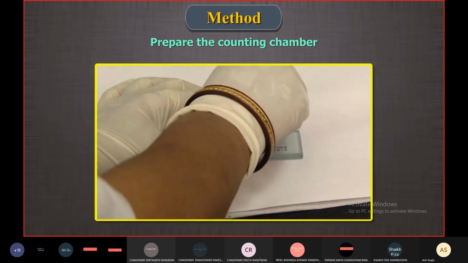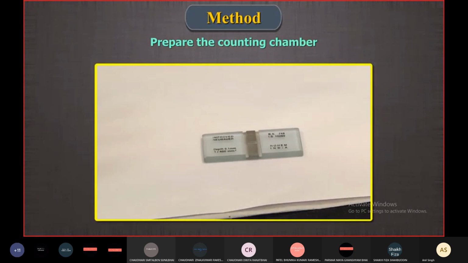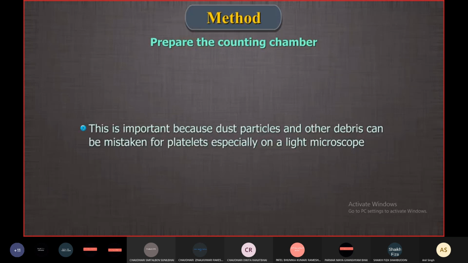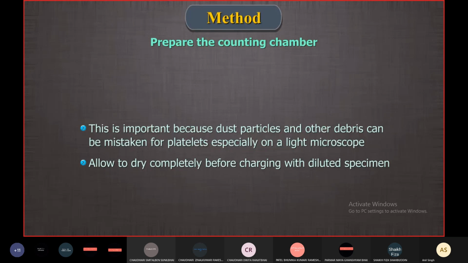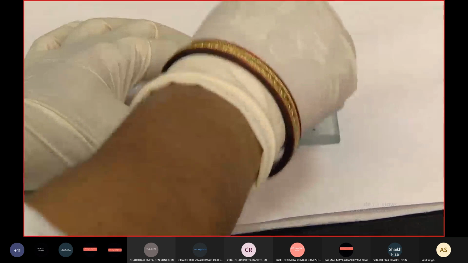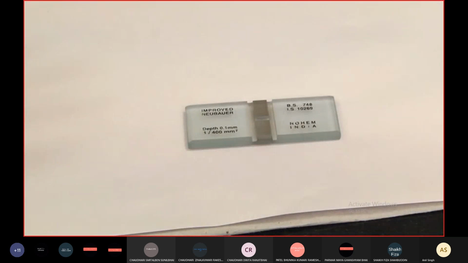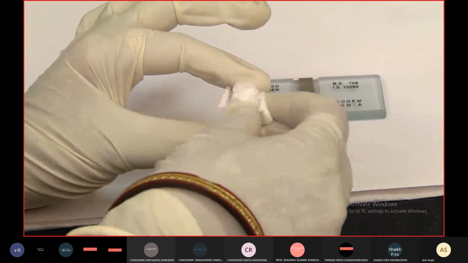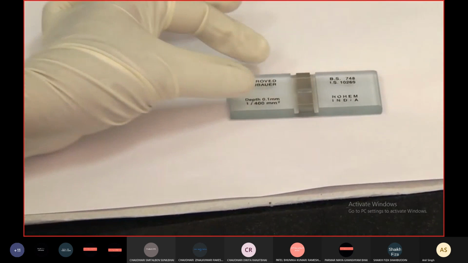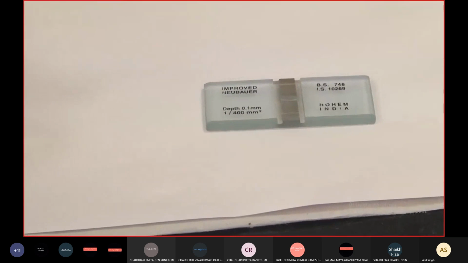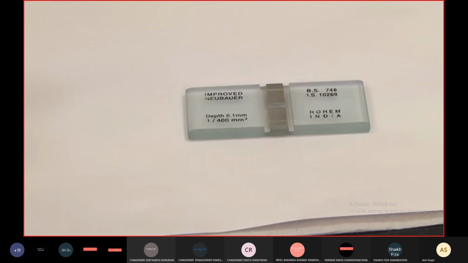Meticulously clean the hemocytometer with lint-free paper. This is important because dust particles and other debris can be mistaken for platelets, especially on a light microscope. Allow to dry completely before charging with diluted specimen. 3. Clean the mirror-like polished surface carefully with lens paper. The cover slip is also cleaned. The cover slip is placed over the counting surface prior to putting on the cell suspension.